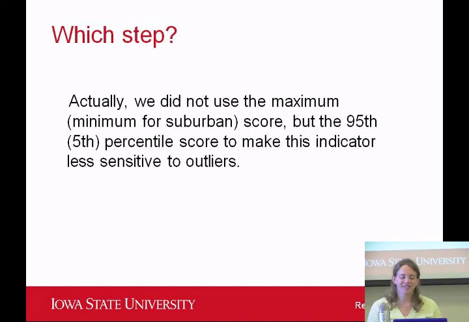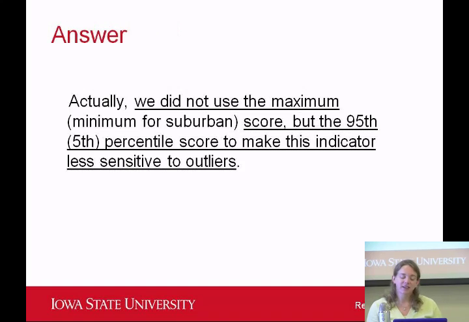Okay, let's look at this example together. In this example, we see the author saying, actually, we did not use the minimum for suburban score, but the 95th or 5th percentile score to make this indicator less sensitive to outliers. And here we have an example where they're asserting a rationale for the choices they've made. And things that function to assert that rationale are within the step of establishing credibility. So that helps the authors, again, assert their reliability for the readers of the paper.